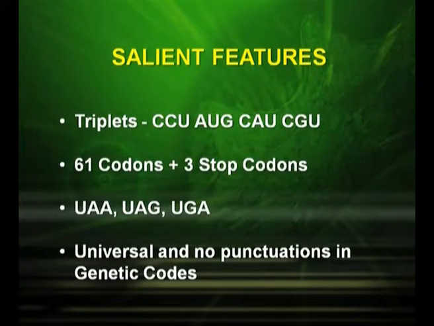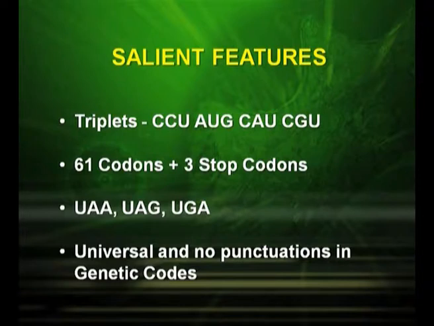Now, let us see the salient features of the genetic code. The first important feature is that it is triplet. Triplet means it is made up of 3 bases, for example CCU, AUG, CAU and CGU, and it is read in this way only. There are 61 codons and 3 stop codons. So, in total we have 64 codons, and the stop codons are UAA, UAG and UGA.